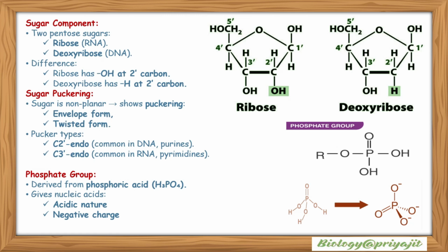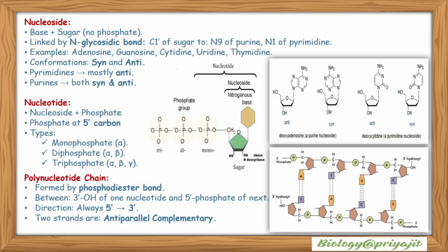So the phosphate groups are derived from phosphoric acid. This is the phosphoric acid moiety, and this is the phosphate group. They give the nucleic acid its acidic nature and negative charge. So this is the sugar component: ribose has 2' OH and deoxyribose has 2' H. There is no oxygen, so it is named 2' deoxyribose, as oxygen has been removed.